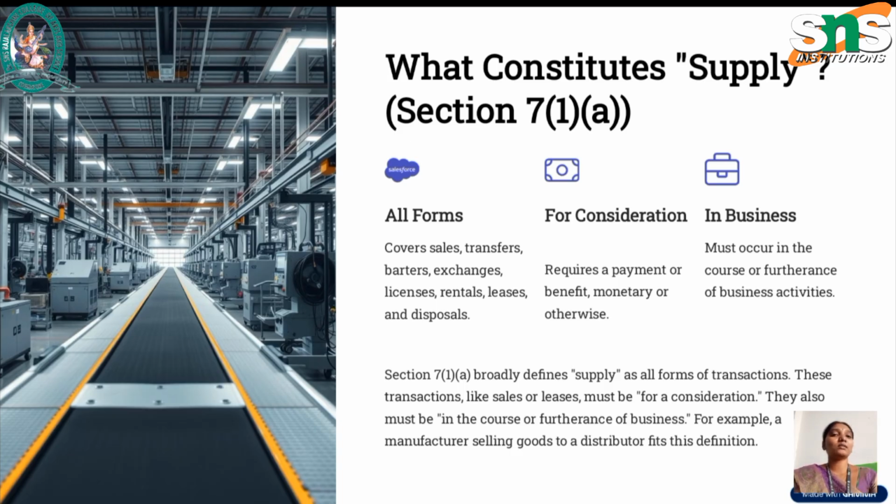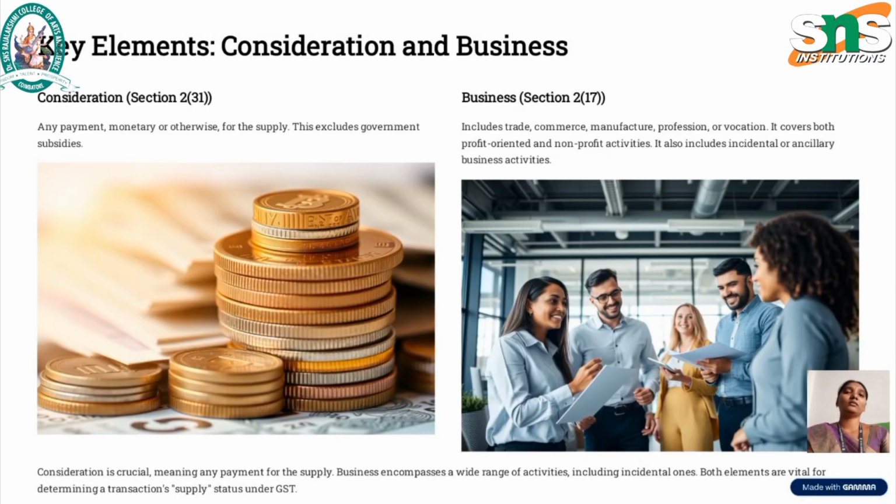Section 7(1)(a) broadly defines supply as all forms of transactions. These transactions, like sales or lease, must be for a consideration. They also must be in the course or furtherance of business. For example, a manufacturer selling goods to a distributor fits this definition. And here the key elements are consideration and business in the view of supply.